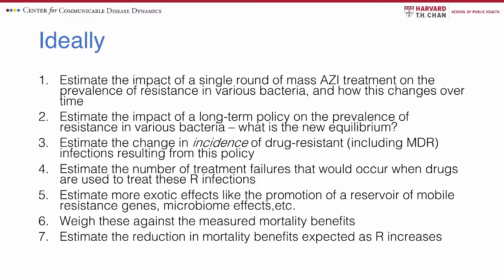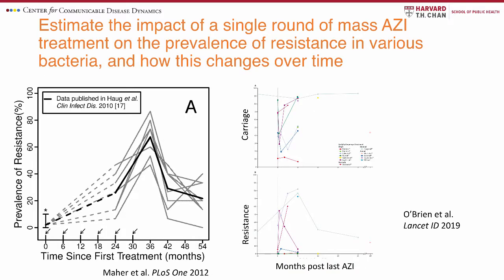In order to model these impacts, I think we need to follow about 7 steps, which I will go through in the remainder of this talk. The first point would be to try to estimate the impact of a single round of mass azithromycin treatment on the prevalence of resistance in various bacteria and how this changes over time.